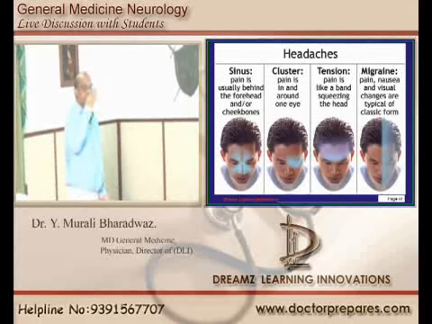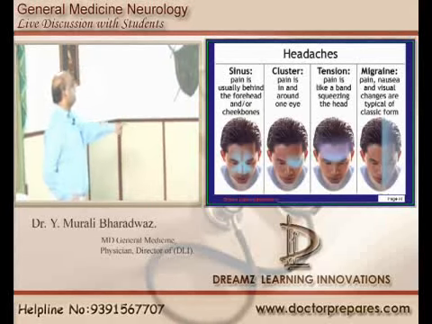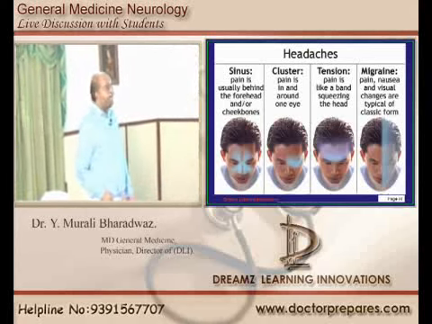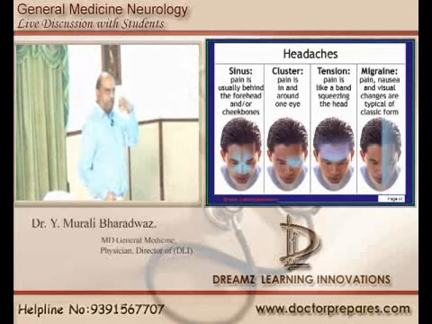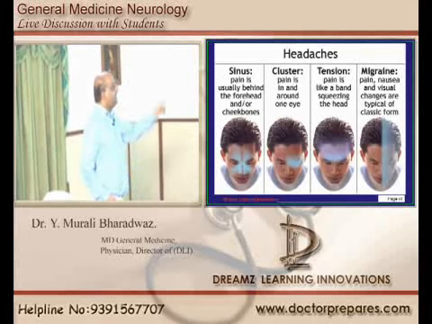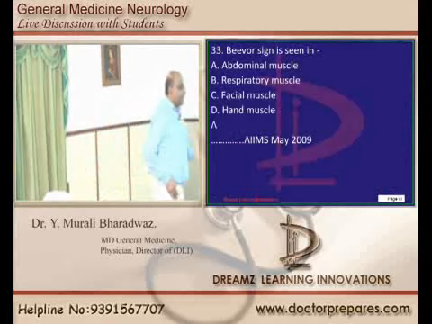So doctor, sinus pain, typically location of sinuses. Cluster headache is in and around the eye, periorbital. Tension headache we all suffer at the time of exams, is like a band squeezing the head. Then migraine may have pain, nausea and visual changes typically seen in the case of the classic form. That's how you identify. What is Beaver sign?